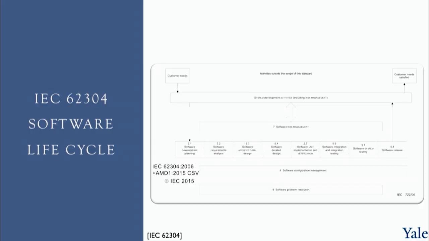So in this segment, we'll continue our discussion of life cycles, and we'll get a little bit more into the IEC 62304 standard and its definition of the various steps in the life cycle process. So this is figure 1 from the standard. I understand it's small on your screen. We'll zoom in a little bit. But this gives you a sense of the steps involved.